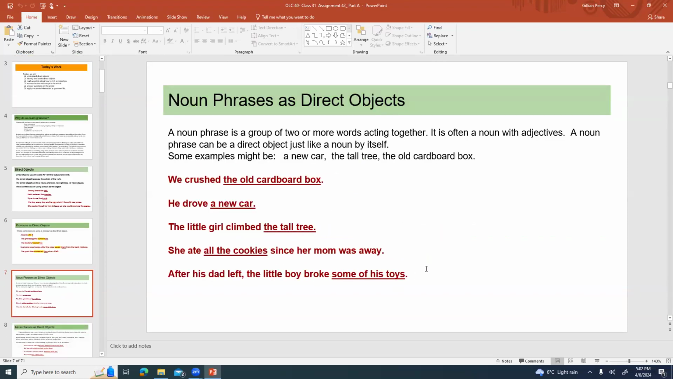Noun phrases can also be used as direct objects. A noun phrase is a group of two or more words acting together. It's often a noun with adjectives. A noun phrase can be a direct object, just like a noun all by itself. So some examples might be something like a new car, the tall tree, the old cardboard box. So for example, we crushed the old cardboard box. He drove a new car. The little girl climbed the tall tree. She ate all the cookies since her mom was away. After his dad left, the little boy broke some of his toys.